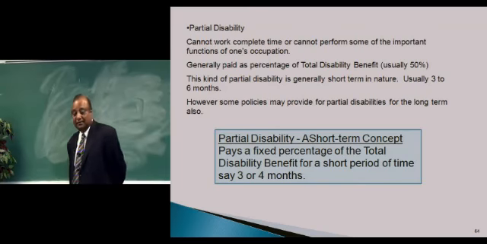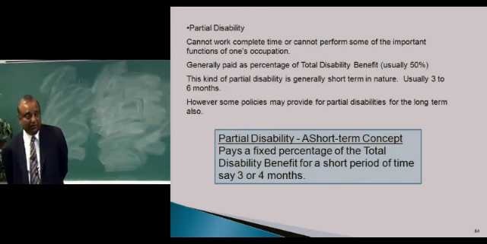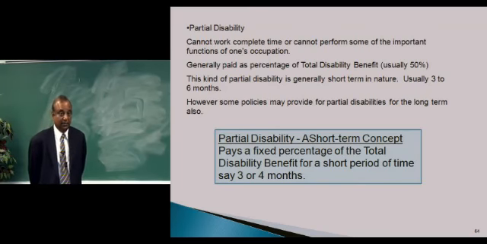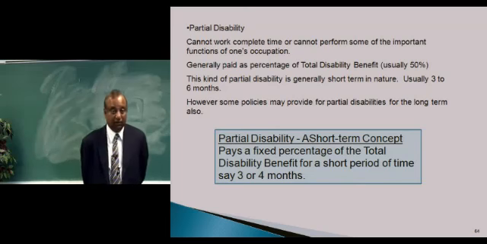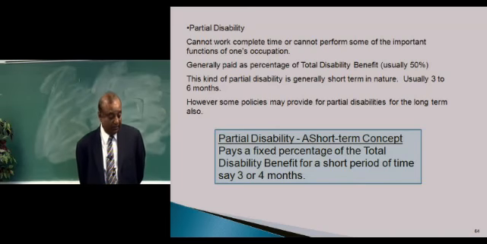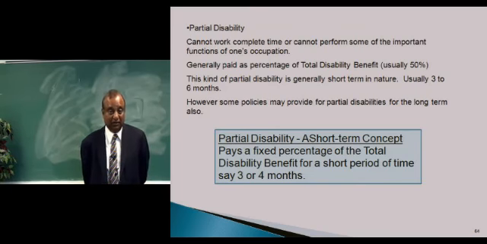So partial disability is a very short-term concept. It pays for very short-term things. And it pays a fixed percentage of the total disability benefit. They don't go into how much is the actual loss being suffered by the person. They pay him a fixed percentage, 50 or 40. That's the normal. Normal is 50.